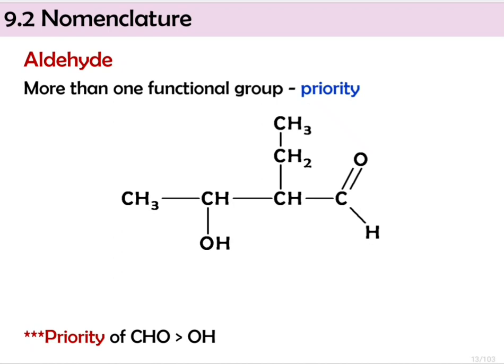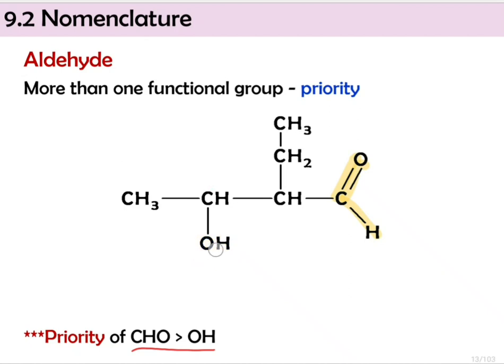So kalau kita tengok dalam compound ini ada C double bond O dan juga OH sebagai functional group. Jadi C double bond O mesti lagi tinggi priority. So CHO lagi tinggi daripada OH. This is going to be the parent.